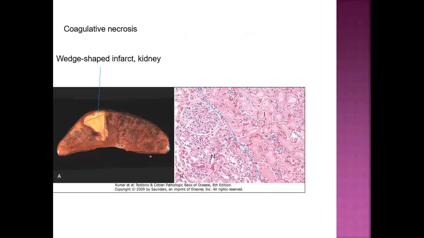Now talking about coagulative necrosis, you can see this. This is a cut section of kidney, and in this is the normal region. You can see the normal region, and this area is a wedge-shaped infarct, and this results from coagulative necrosis. This is the example of coagulative necrosis. In this figure, this is normal, and here you can see the infarct. Means this region is the infarct.